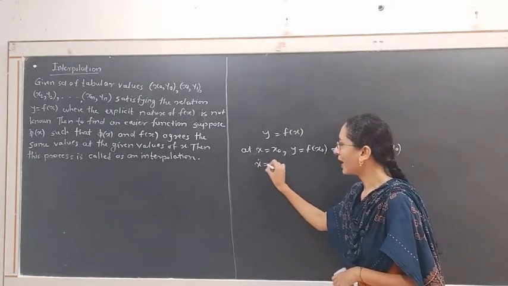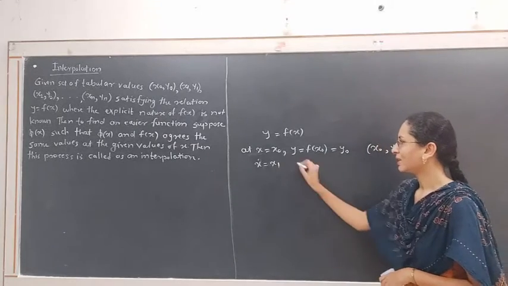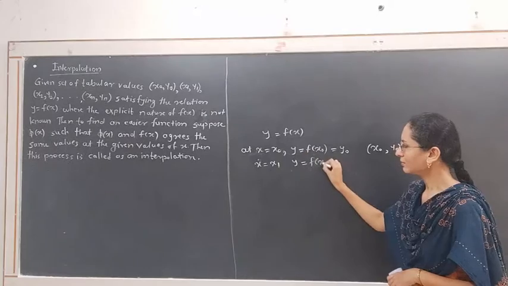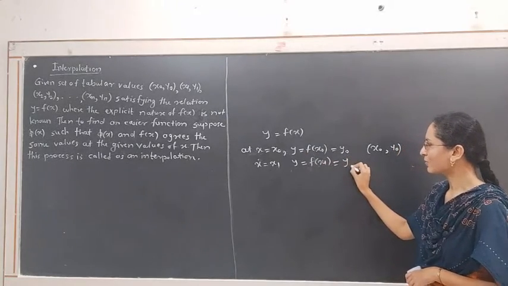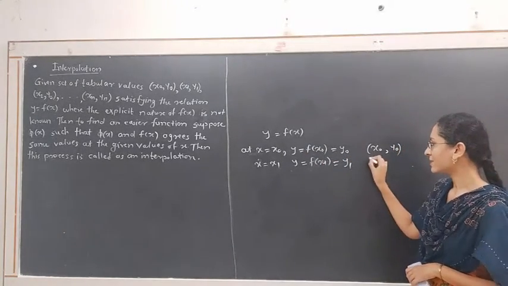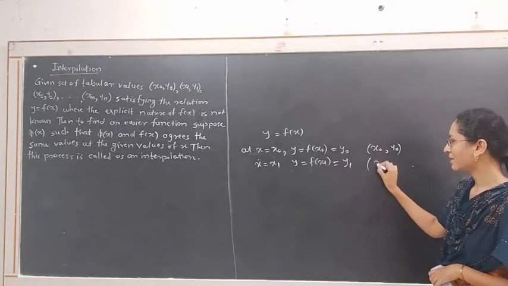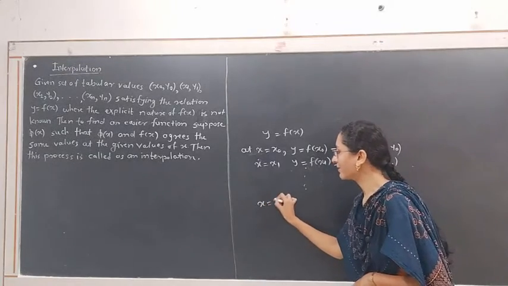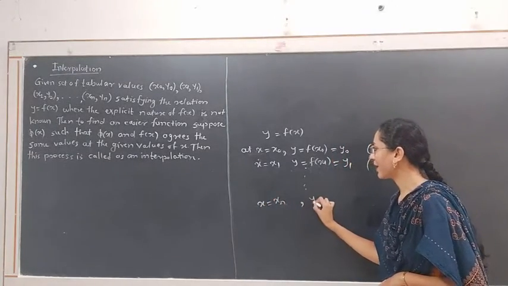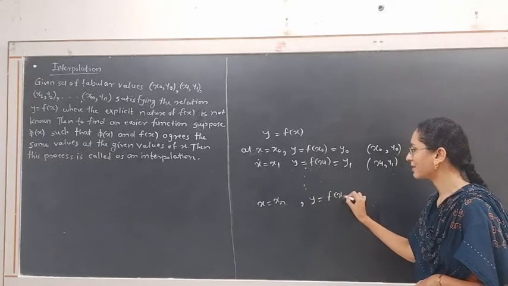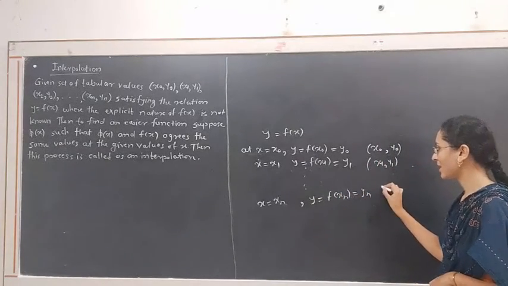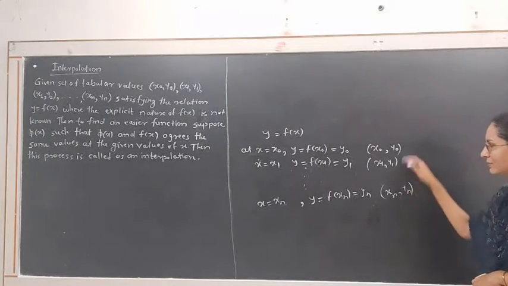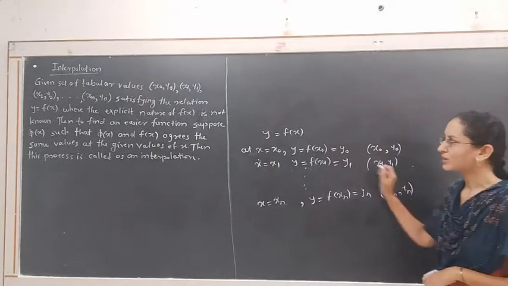If we have x is equal to x1, then y is f of x1, which is suppose y1. Hence, the next point on this curve is x1, y1. Similarly, at x is equal to xn, we get the value of y as f of xn. Suppose this value is yn, hence we get the n plus 1 points xn, yn. These are the points on this curve.